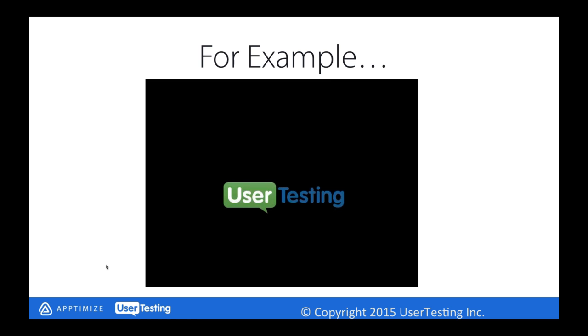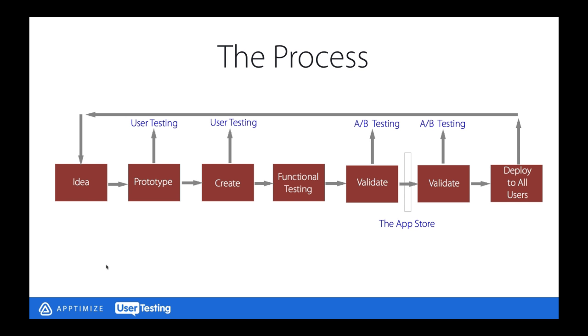Yep. So let's look again at the typical development process. And this is how user testing and Apptimize fit into the process. You'll see that there are a lot of different checks where you can go back and fix anything that might not have tested well with your users. So let's take, for example, prototyping. You want to talk more about that, Mike?